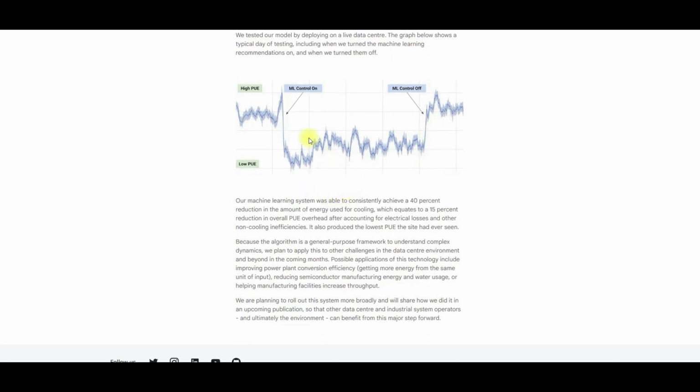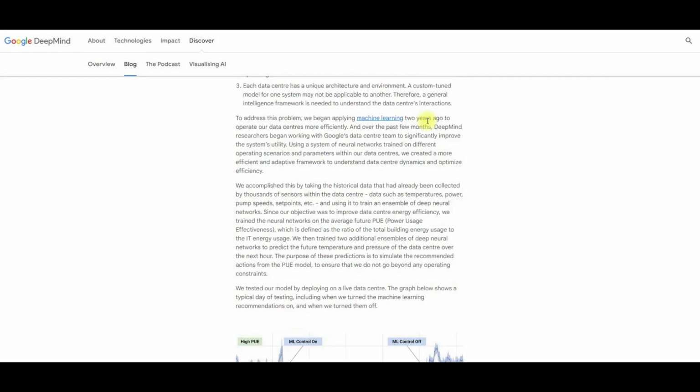What we have here is the graph highlighting when the machine learning control was initiated and when the machine learning control was turned off. So we can see when the machine learning control was turned on, there was low power usage efficiency, and then as soon as it was turned off, it went up to high PUE, which is highlighted here.